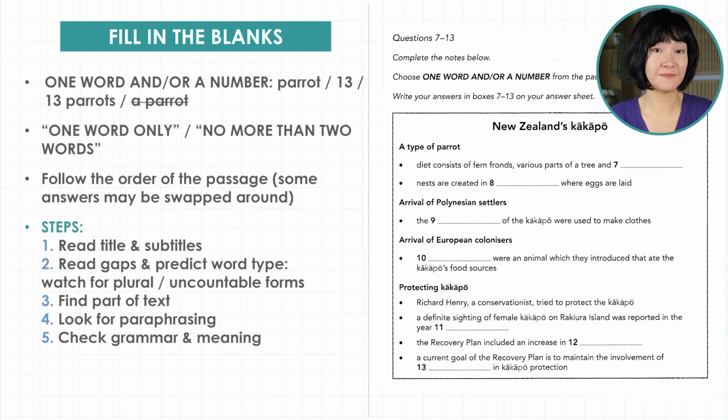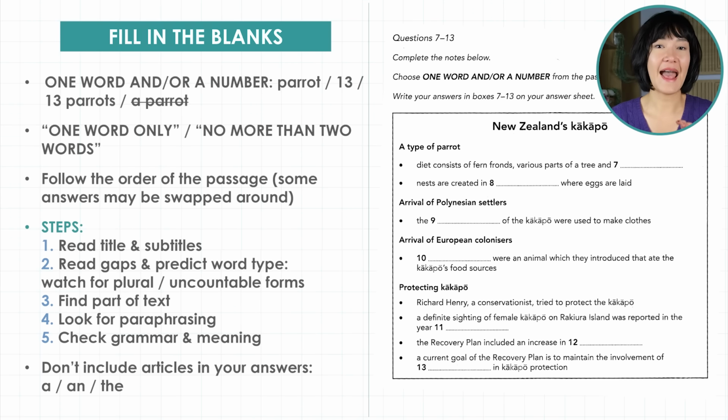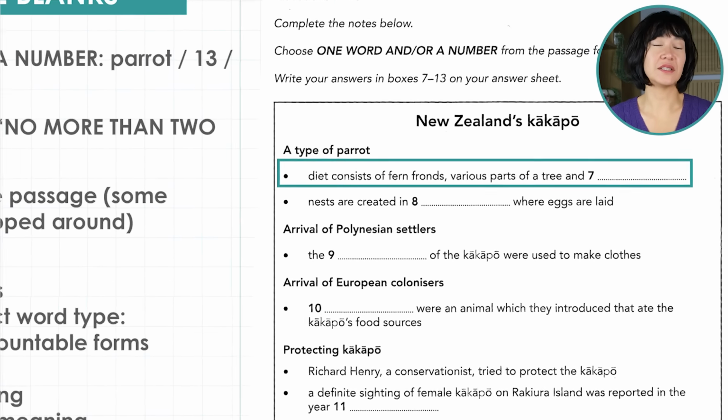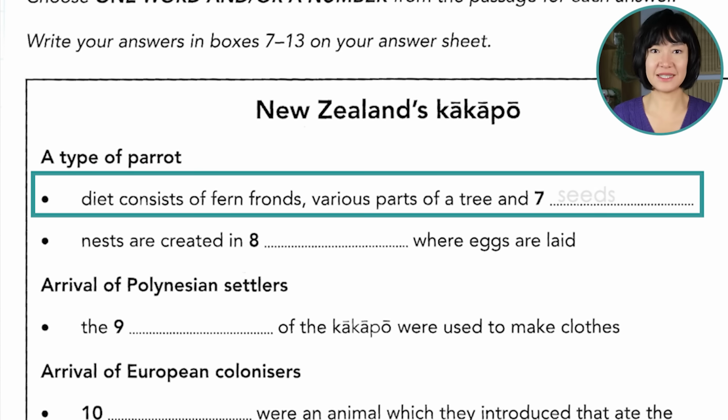Does it make sense? A really common issue is with articles. So in these tasks, you never include a, an, or the as part of your answer. If an article is needed, it will be in the question. For example, have a look at question number 7. Diet consists of fern fronds, various parts of a tree, and... So this means our answer is either plural, seeds, or uncountable, water, because there is no article.